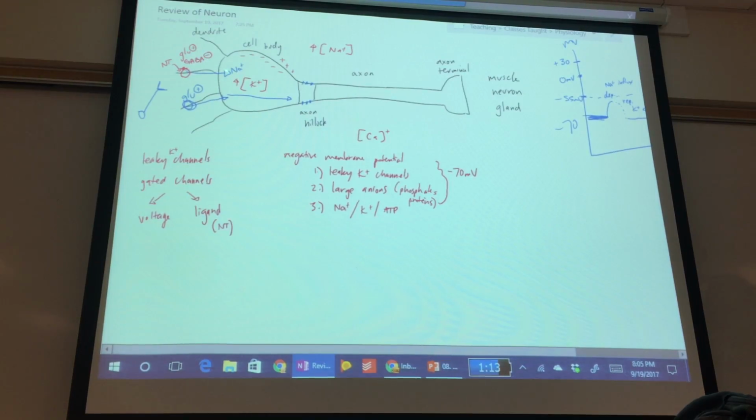Inhibitory. What would make it less likely to reach threshold in these areas? What would cause it to hyperpolarize on the inside? Potassium. So potassium leaving the cell, or even a large negative ion like chloride coming in would make this more negative on the inside. And that would hyperpolarize it. If it hyperpolarizes the cell, it makes the cell less likely to fire.